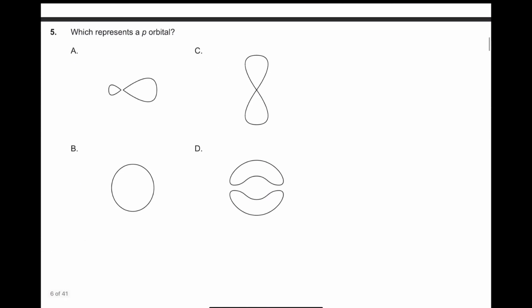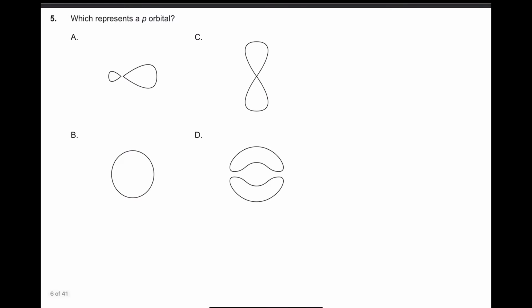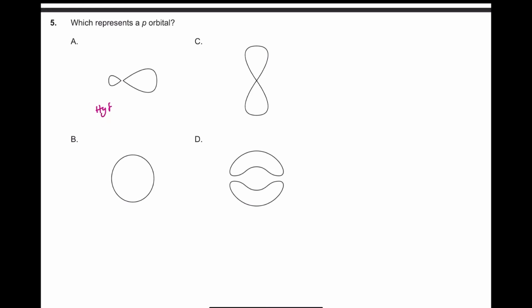Now let's move on to the next question. In this question, we have to identify which option represents a p orbital. The first one is a double dumbbell shape, but the dumbbells are not equal in shape. So this is a hybridized p orbital. Option B is a spherical shape. We know that s orbital has a spherical shape, so option B is the s orbital. Option C is a dumbbell-shaped orbital in which both of the dumbbells have the same size. So option C is actually the p orbital. So option C is the correct answer to this question.